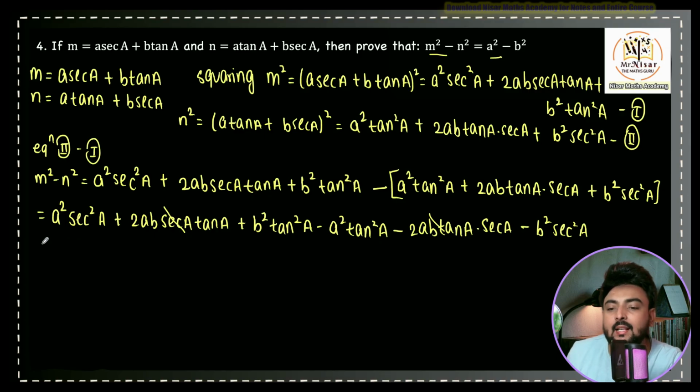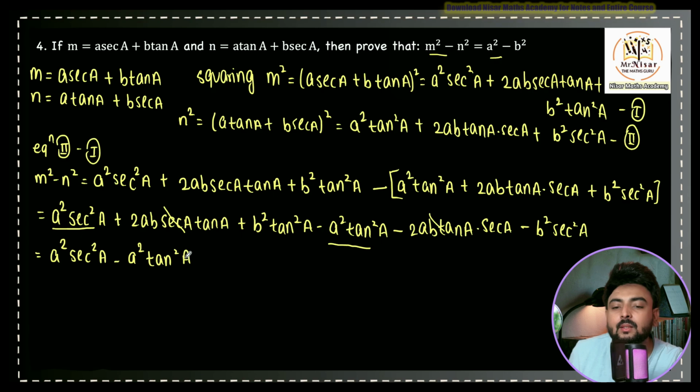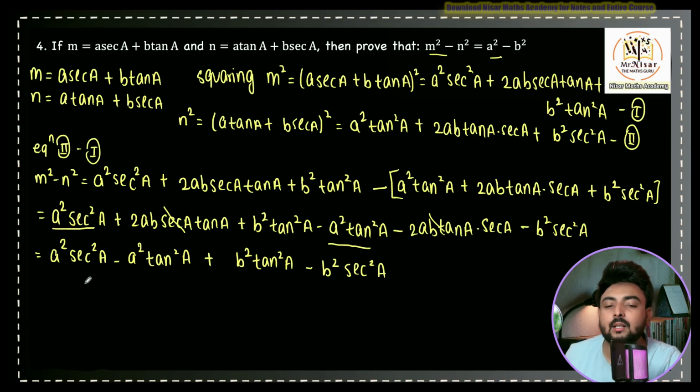Now again, as we did in the previous one, we'll combine the like terms here. See, first I'll write for a square sec square a. Where is the term for a square? It's over here and here. I'll just combine it first: minus a square tan square a. Then I'll write the term for b, that is b square tan square a remaining in the above step, this one, and here we have minus b square sec square a.